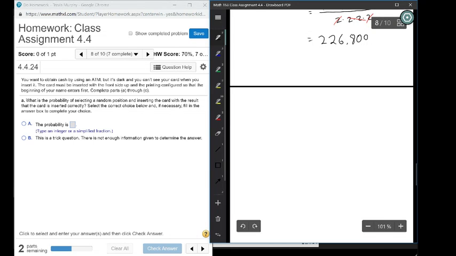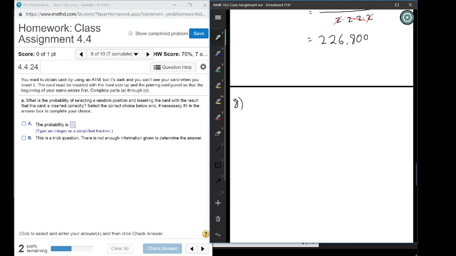All right, let's consider problem 8. You want to obtain cash by using an ATM, but it's dark and you can't see your card when you insert it. The card must be inserted with the front side up and the printing configured so that the beginning of your name enters first. So, what is the probability of selecting a random position and inserting the card with the result that the card is inserted correctly? Well, let's see.